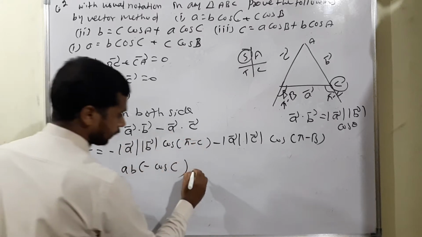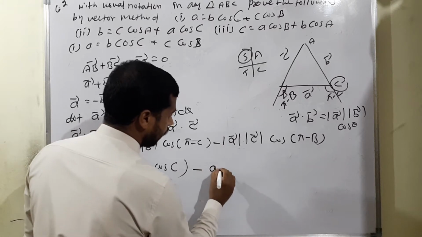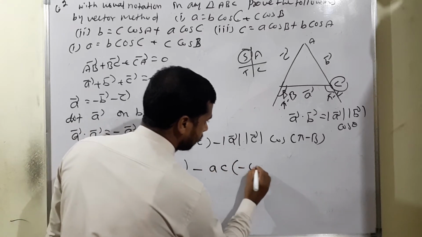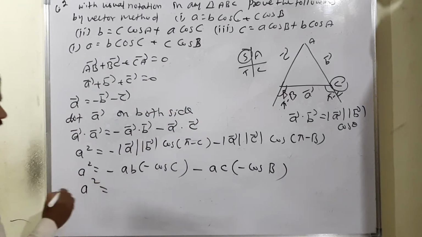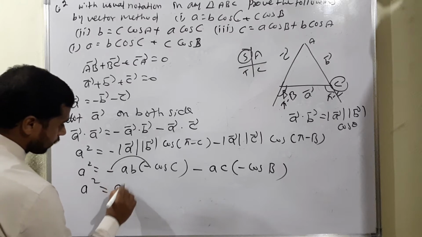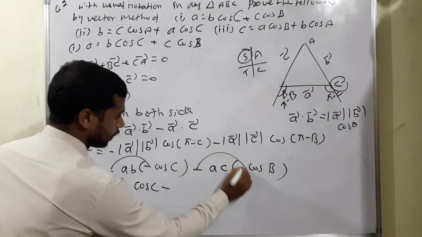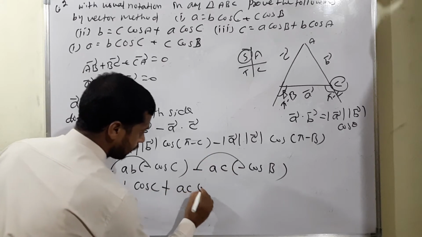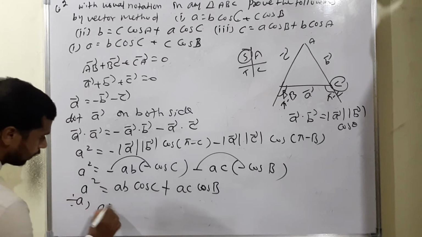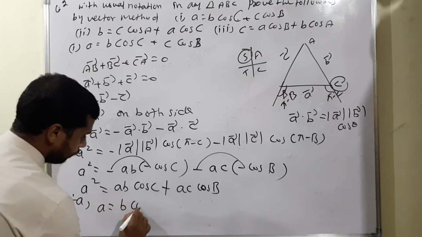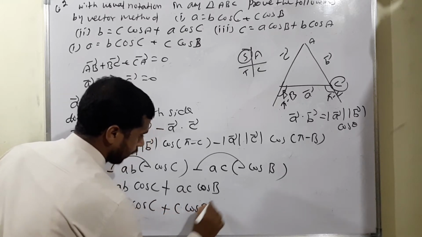Next step: vector a into vector c is definitely ac, then inside minus cos B will come. Okay, again a square is equal to minus into minus plus ab cos C, then again minus into minus plus ac cos B. Each and every time divided by a means a is equal to b cos C plus c cos B. See, hence proved.